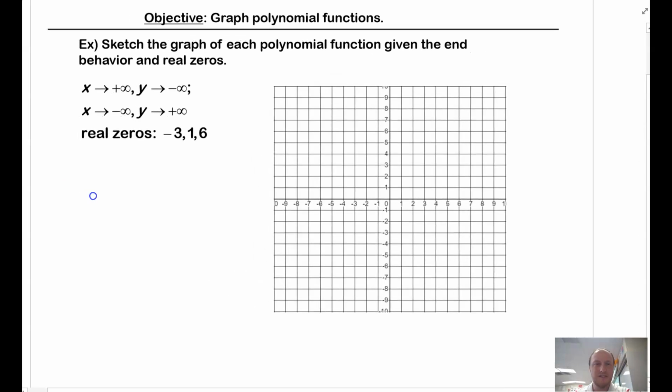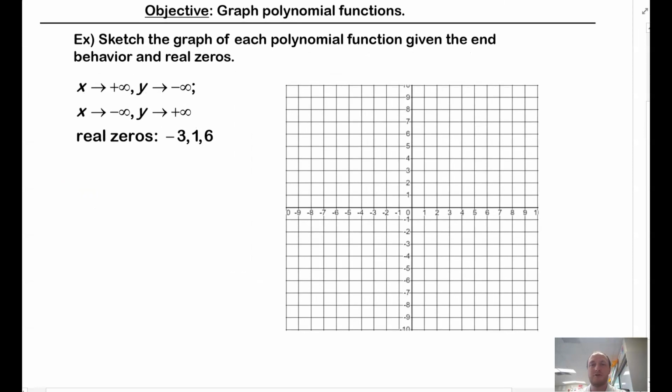So here's the first example, and it says sketch the graph of each polynomial function given the end behavior and real zeros. So I already have a scale. If you need to draw your scale, go ahead, draw your scale. But the next thing that I have to do is plot these zeros. This is what's recommended as step 2. So I have real zeros at -3, and again, real zeros, these are x-intercepts. Okay, so a 0 here at -3. I have a 0 at 1 and a 0 at 6.